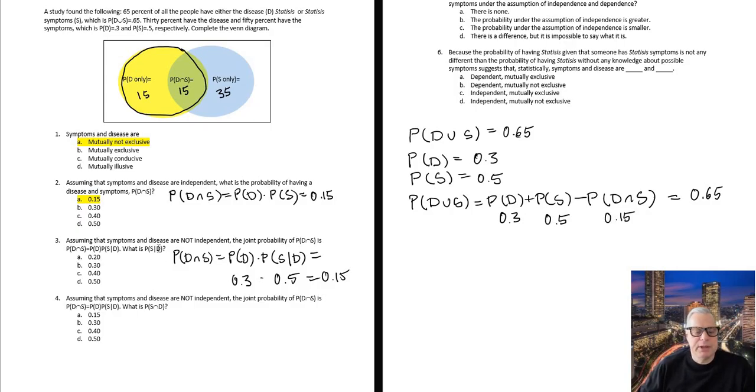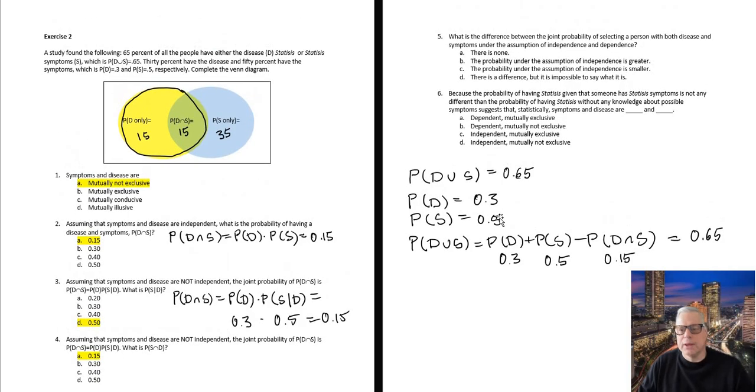So what is the probability that somebody has the symptoms given that they have the disease? Well, that's 50%. Assuming that symptoms and disease are not independent, the joint probability is the same thing, we have that already, so that's a replication. What is the difference between the joint probability of selecting a person with both disease and symptoms under the assumption of independence and dependence? Well, there is none, because they are the same.